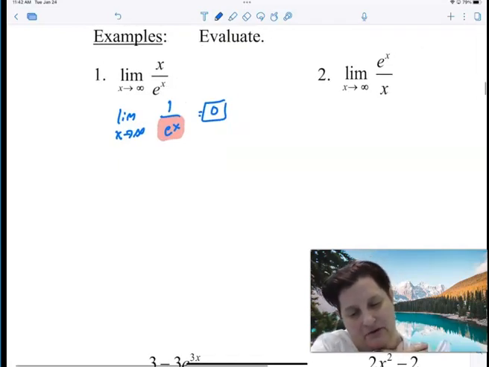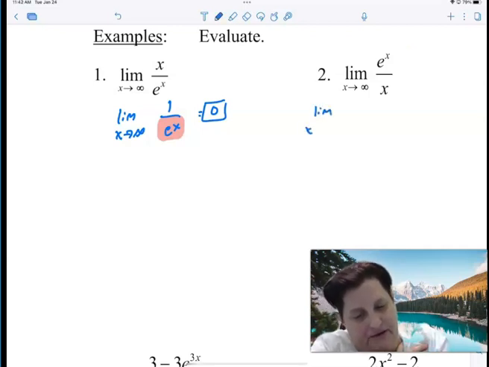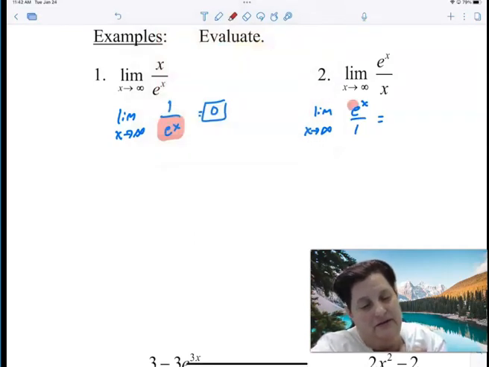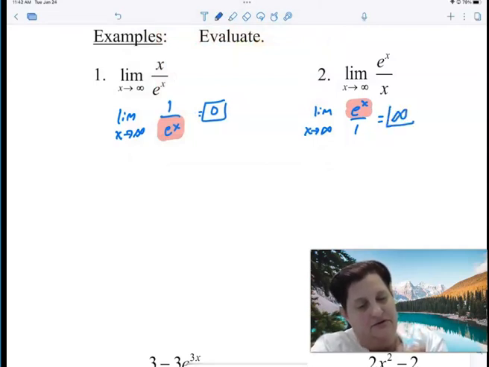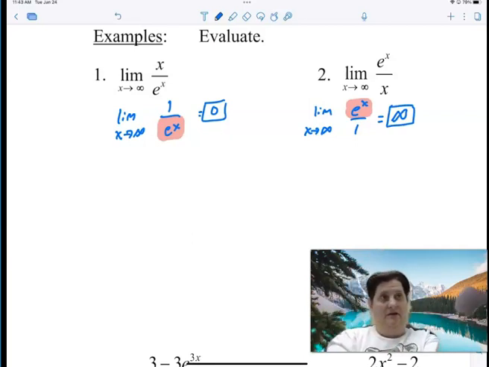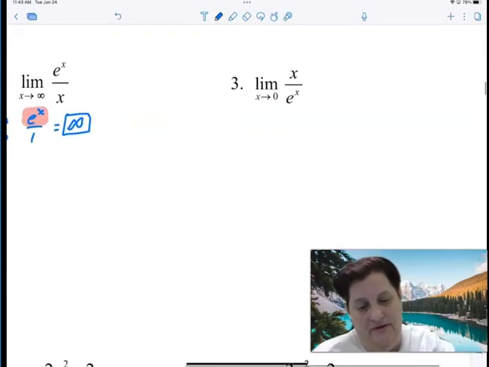Now that's different than number 2, when I try to put infinity in e to the infinity over infinity, so it's L'Hôpital's rule again. So I go like this. The limit as x approaches infinity, and then the derivative of the top over the derivative of the bottom. Now when I evaluate this, e to the infinity is infinity over 1, so that one goes to infinity. So these two have completely different answers, even though from the beginning they both looked like infinity over infinity, okay? This one is 0.